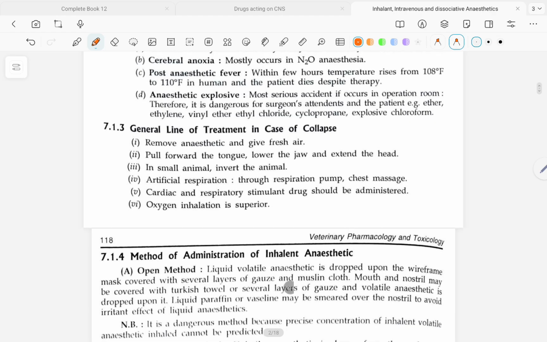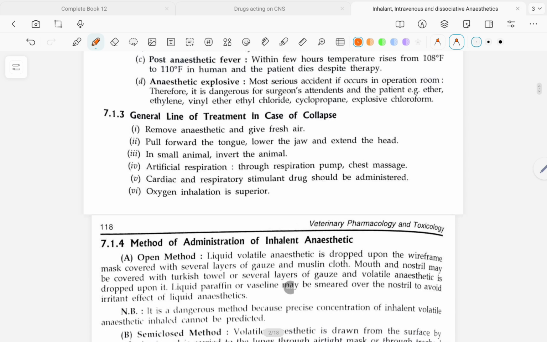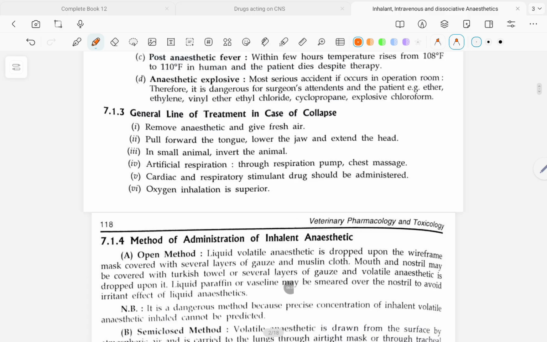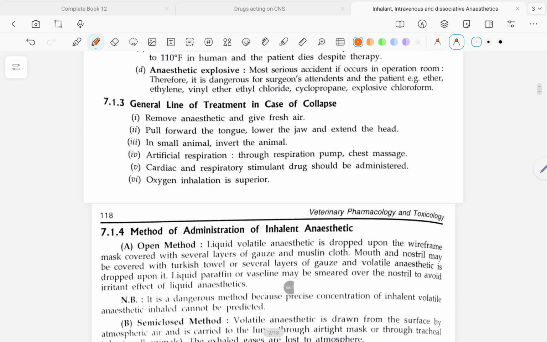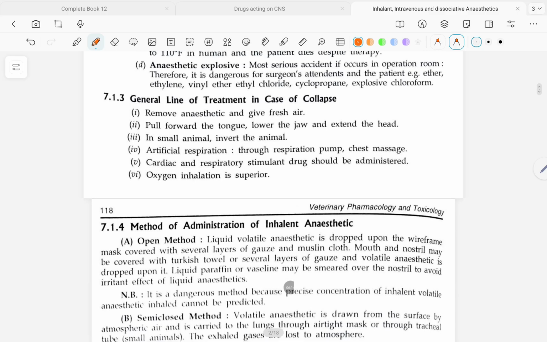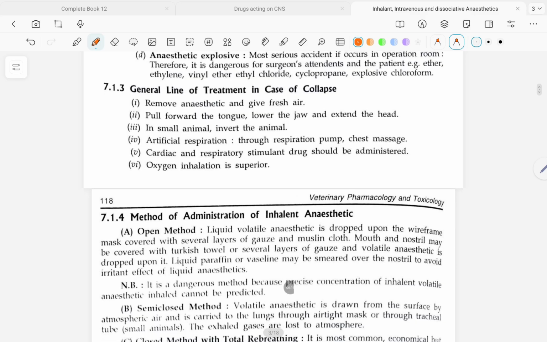Anesthetic explosion. This is the most serious accident that occurs in the operation room. Therefore, it is dangerous for surgeons, attendants, and the patient. Examples: ether, ethylene, vinyl ether, ethyl chloride, cyclopropane, explosive chloroform.